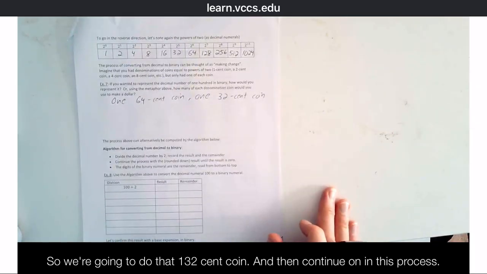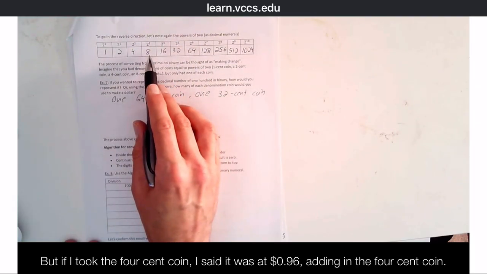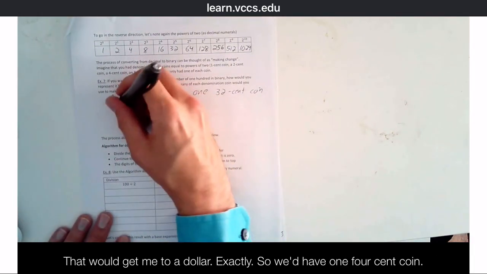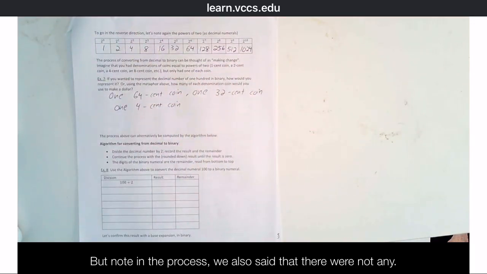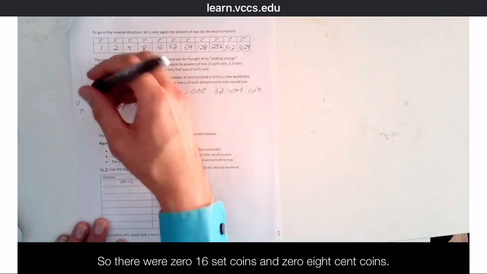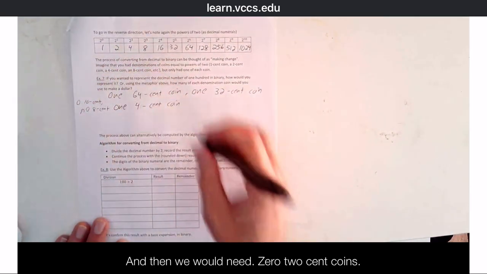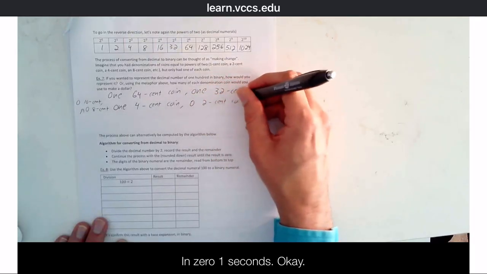And then continue on in this process, right? That gets me to 96 cents. I can't take the 16 because that would take me too far. I can't take the 8 because that would also take me past $1. But if I took the 4-cent coin, I said it was at 96 cents, adding in the 4-cent coin, that would get me to $1 exactly. So we have one 4-cent coin. But note, in the process, we also said that there were not any. So there were 0 16-cent coins and 0 8-cent coins. And then we would need 0 2-cent coins and 0 1-cent coins.